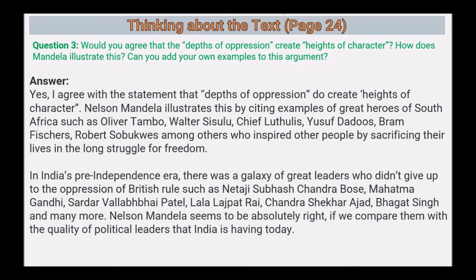Nelson Mandela illustrates this by citing examples of great heroes of South Africa such as Oliver Tambo, Walter Sisulu, Chief Luthuli, Yusuf Dadoo, Bram Fischer, Robert Sobukwe, among others, who inspired other people by sacrificing their lives in the long struggle for freedom. In India's pre-independence era, there was a galaxy of great leaders who didn't give in to the oppression of British rule, such as Netaji Subhash Chandra Bose, Mahatma Gandhi, Sardar Vallabhbhai Patel, Lala Lajpat Rai, Chandrasekhar Azad, Bhagat Singh and many more. Nelson Mandela seemed to be absolutely right if we compare them with the qualities of political leaders that India is having today.